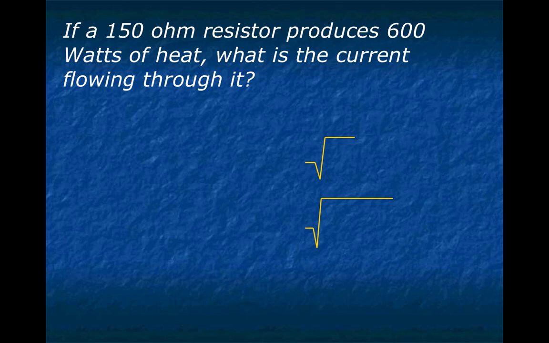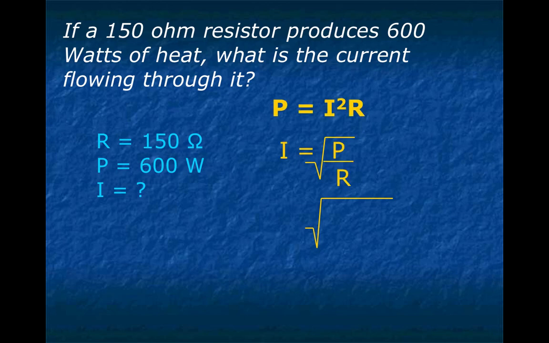Question 2. If a 150 ohm resistor produces 600 watts of heat, what is the current flowing through it? So we're looking for I. We were given resistance. We were given power. So we're going to use P equals I squared times R, and you get 2 amps.